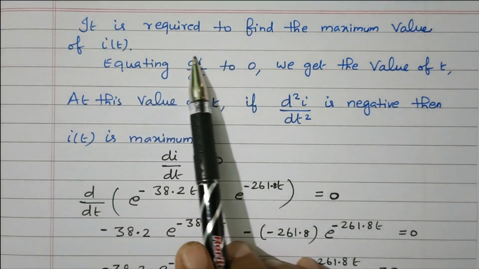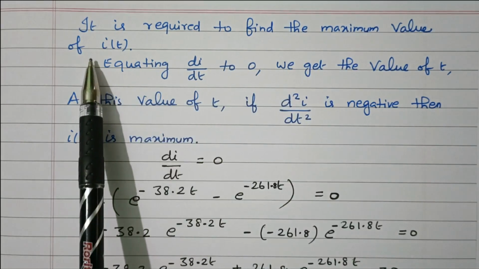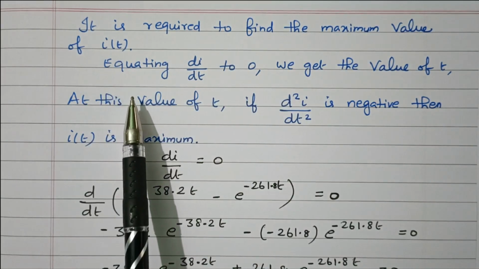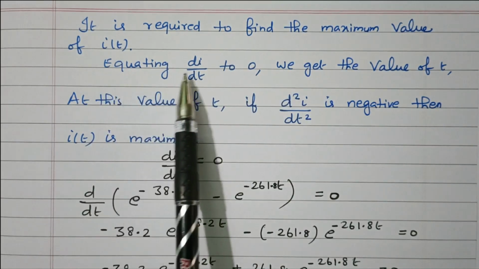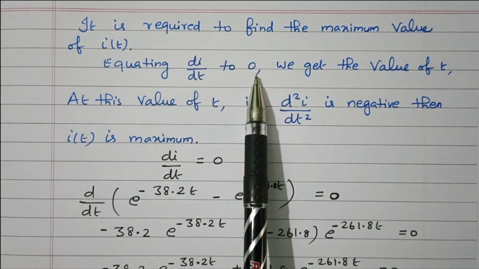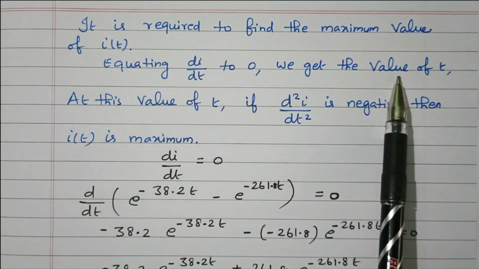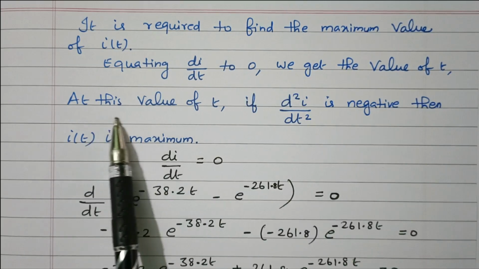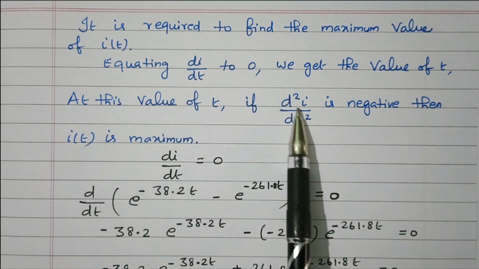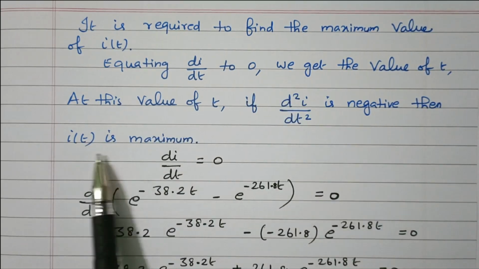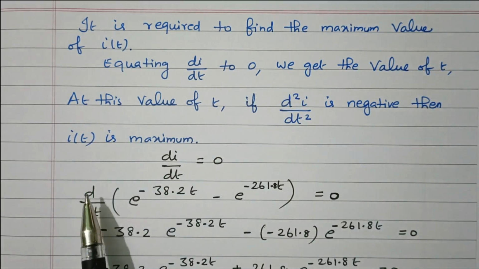So it is required to find the maximum value of I of t, the transient current. How to get the maximum value? Differentiate di by dt and equate to 0. We'll get the value of t. At this value of t, if d square i by dt square is negative, then I of t is maximum. So it is based on the maximum minimum theorem.